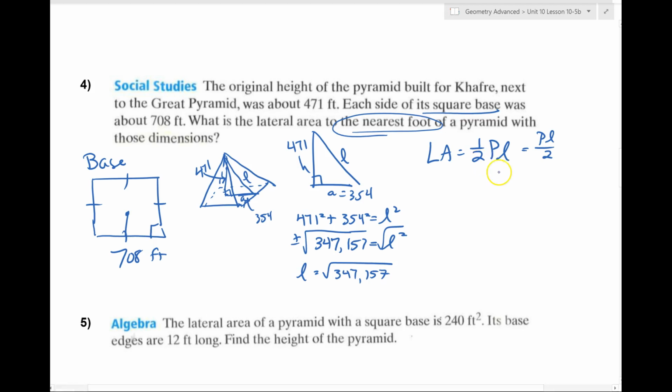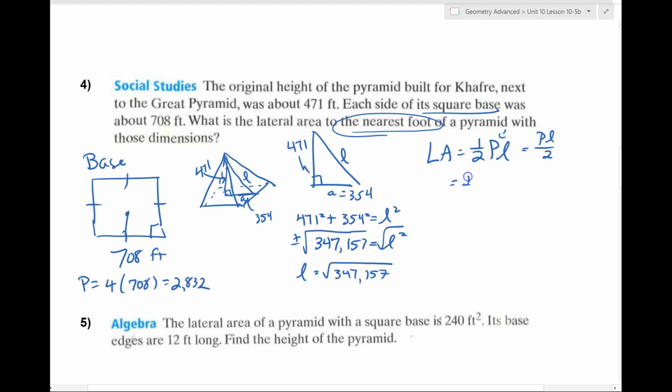What else do I need for my surface area? I need perimeter. Well, perimeter is going to be easy for me. It's going to be of the base, right? 4 times 708. So what's 4 times 708? We get here 2,832. Isn't this crazy, my friends?